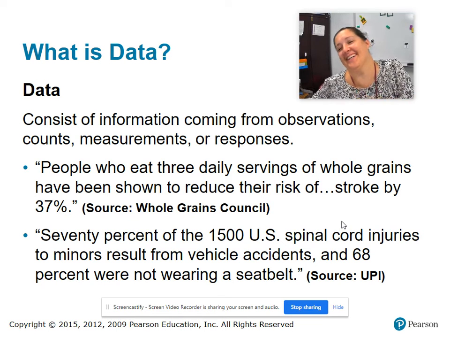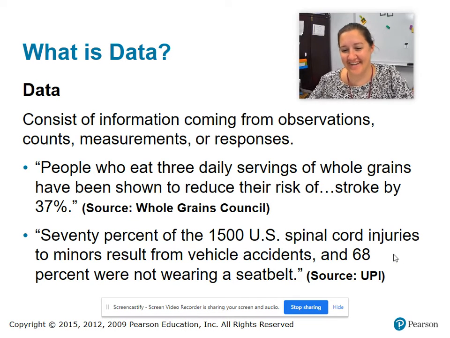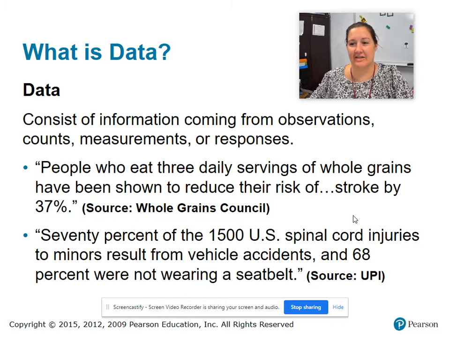All right, so anyway, it can look in various different manners as long as it has some sort of number or response from numbers.